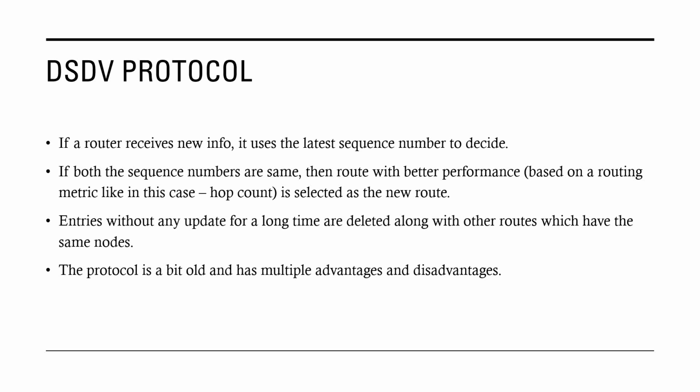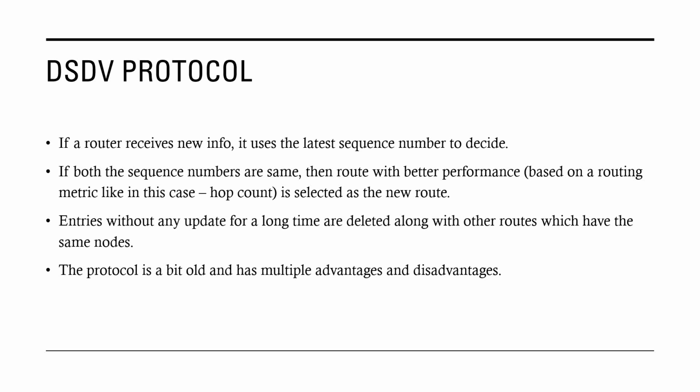So entries without any update for a long time are deleted along with other routes which have the same nodes. Okay, why? Because if there is no update regarding a specific route or entry, that means there is a problem in that route, and this is why no updates are received. So that route is deleted from the memory, and every other route which has those specific nodes is deleted. Because we don't know which node or which link has failed, all the related routes need to be deleted so that a new route can be found, or it can be checked whether a new route is present or not.